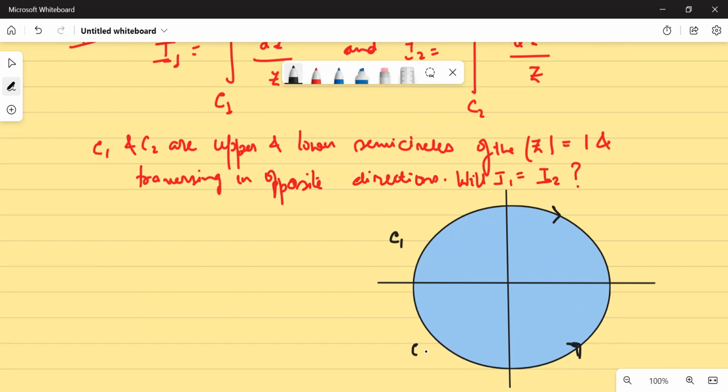Now if I integrate over C1, this will give me an integral I1. Please consider only the upper half here and the lower half there. And if I integrate over C2, I'll get integral I2. I'm asking whether I1 will be equal to I2. And this is a unit circle, so it is fairly easy to see that the parametric coordinate on the circle would be equal to e^(iθ).